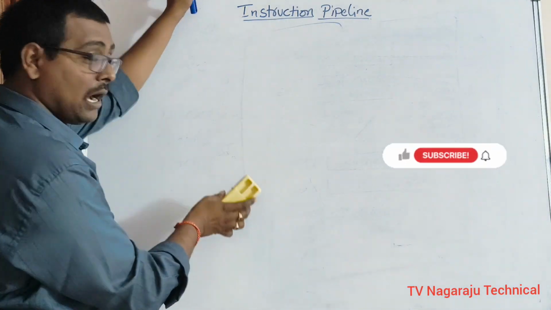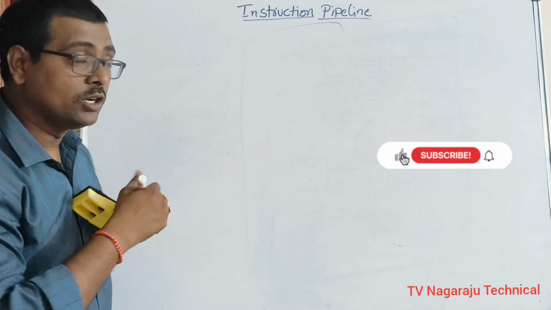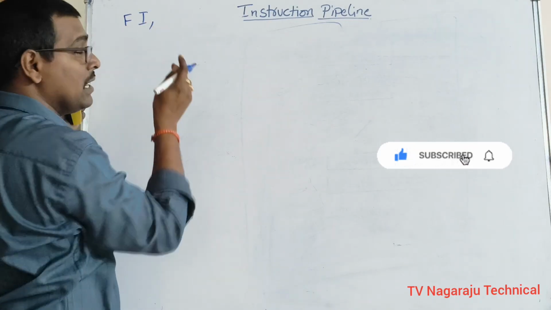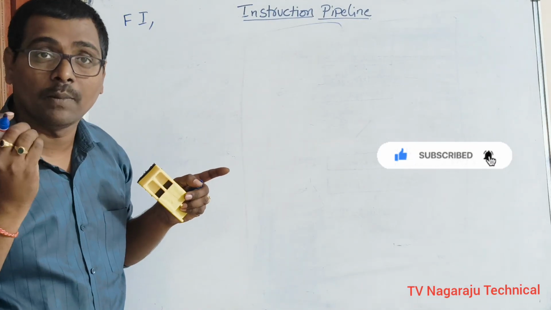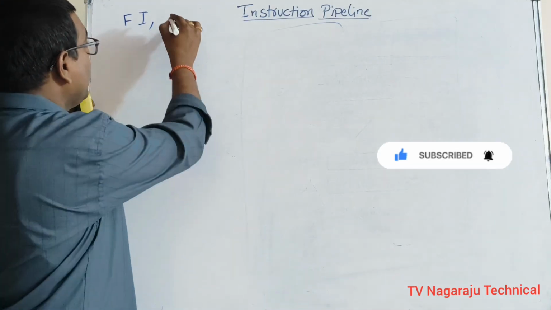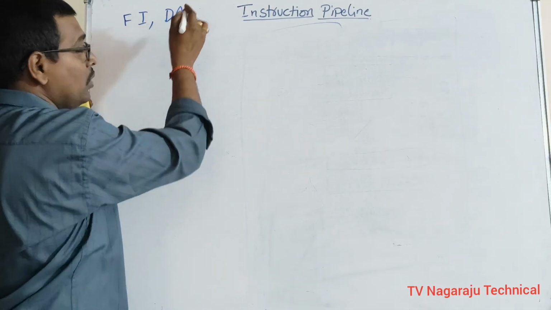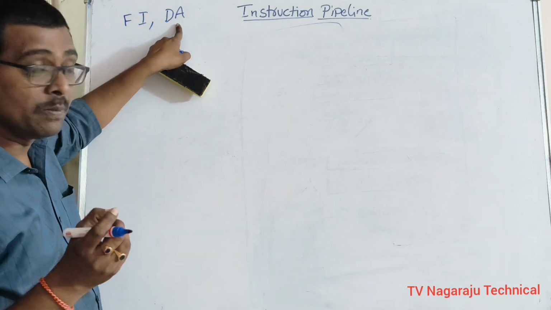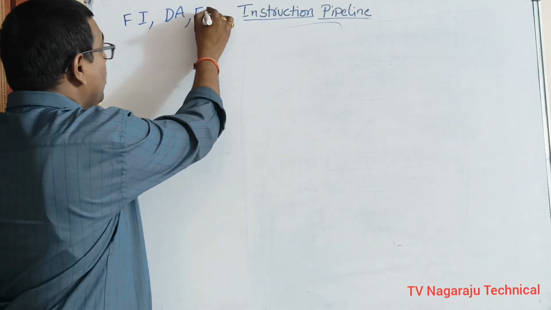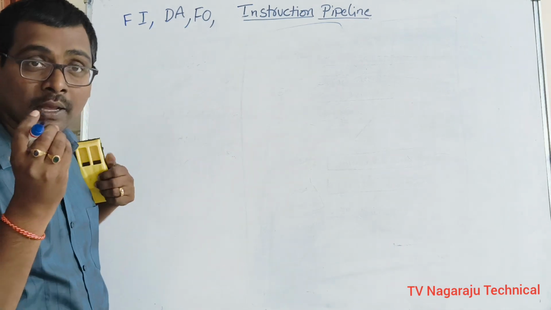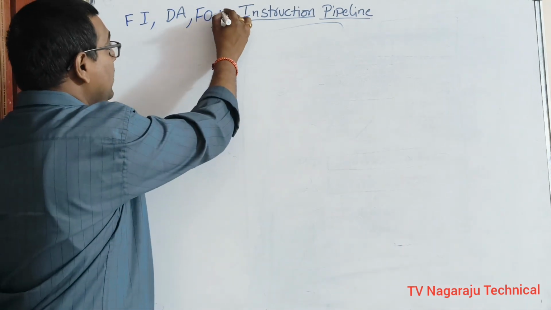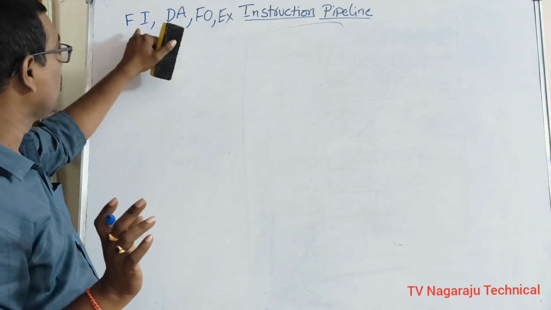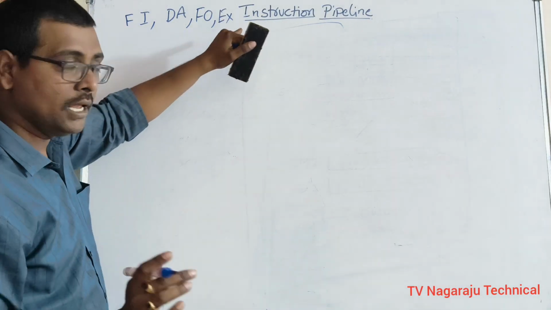Okay. Now, how many segments do we have? We have 4 segments. I assumed the segment names: first FI, fetching the instruction from the memory. This is segment number 1. My segment number 2 is DA, decode and calculate the effective address. Segment number 3 is FO, fetching the operand from the memory, and segment number 4 is EX, execution of the instruction. So segments 1, 2, 3, 4.